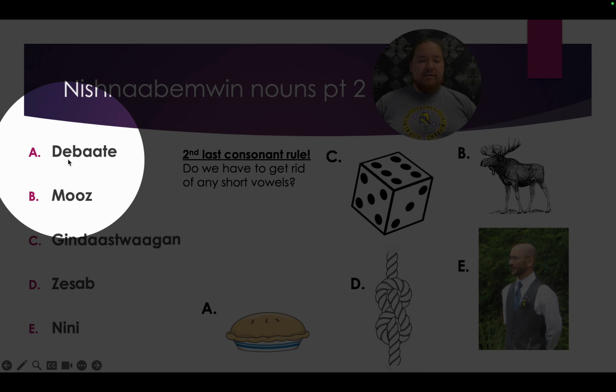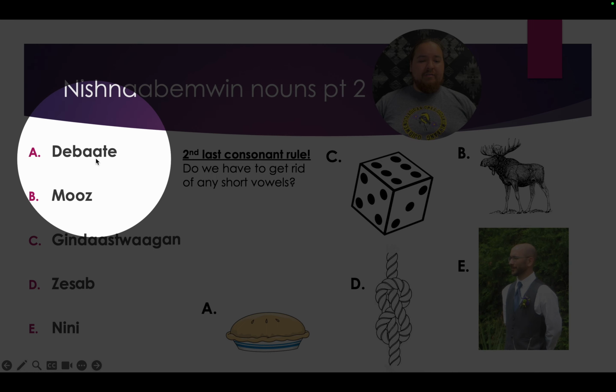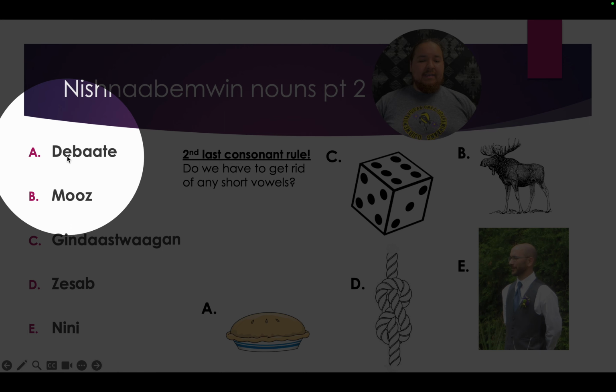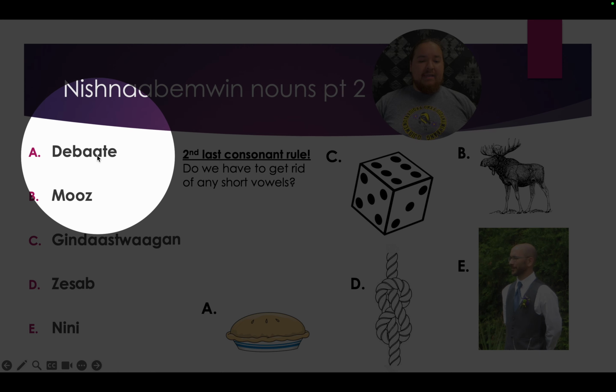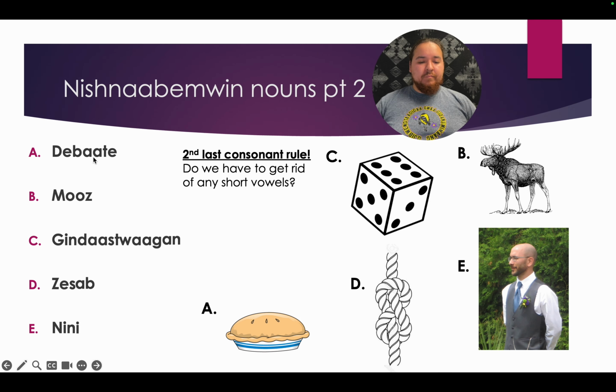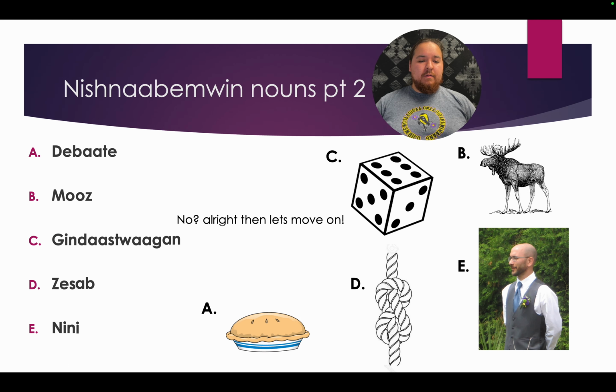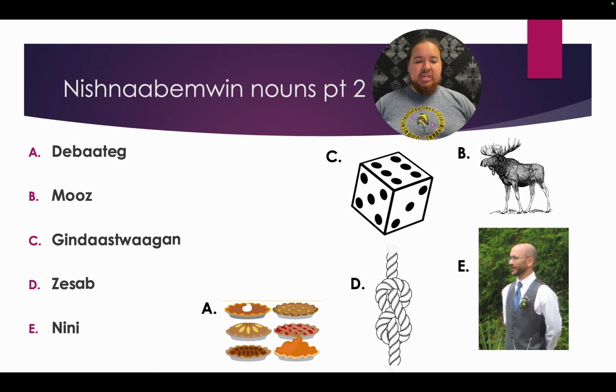So if there's a vowel sound in front and a short one after, we've got to get rid of the short vowel. E is a vowel sound. Double A is not a short vowel sound. So there's nothing to get rid of here. So let's move on and add our plural suffix. It ends with a vowel sound, so we're just adding G, turning debate into debateg. Next one is moose.